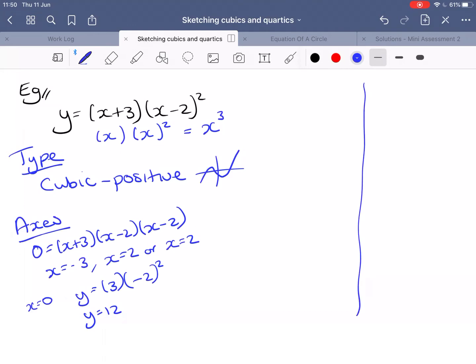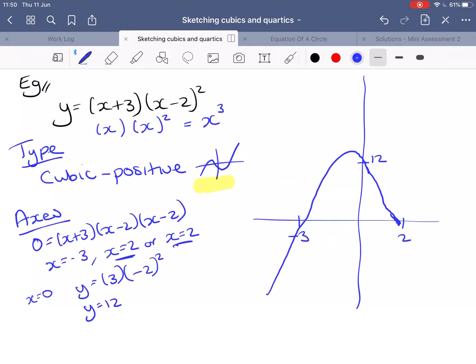Right, now before I do anything, I'm going to put those 3 things on the graph. So I've got my -3, and I've got my 2, and I've got y equals 12, and I know it looks like this. We start at the bottom left, we come up, we come down. Now, effectively, I've got to go through the point x equals 2 twice. So I go through the point x equals 2 going down, and then I instantly have to go through the point x equals 2 going up. So I don't actually go through the point x equals 2.